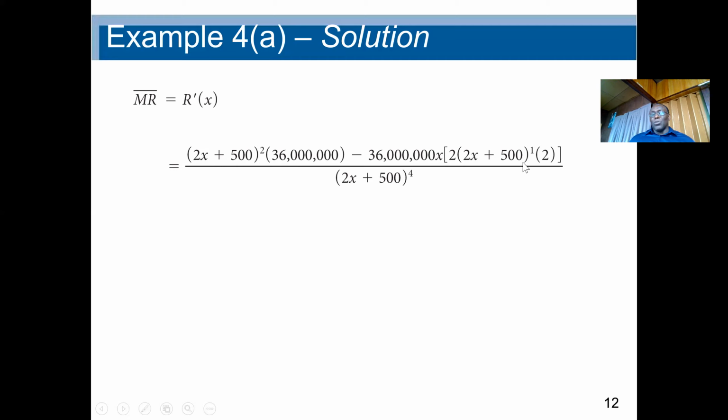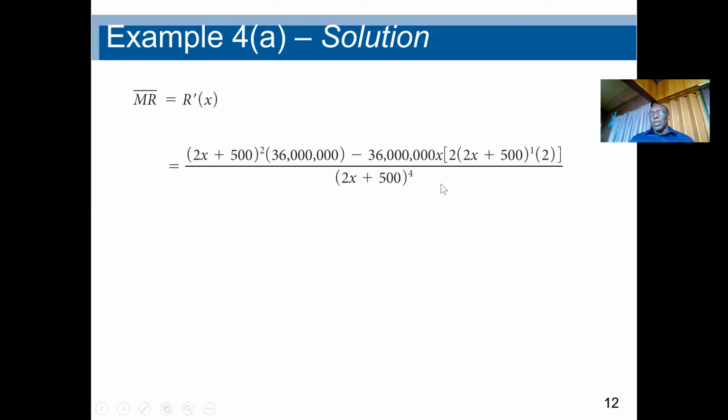Remember, this is the power rule. Raised to the power 2, so 2 will be in the front. Then 2 minus 1 will be 1. Then the chain rule, the derivative of 2x plus 500, will give me 2. So we are using the chain rule here again. All divided by the square of the denominator, which was (2x plus 500) squared. So squared will give me 4, raised to the power 4.